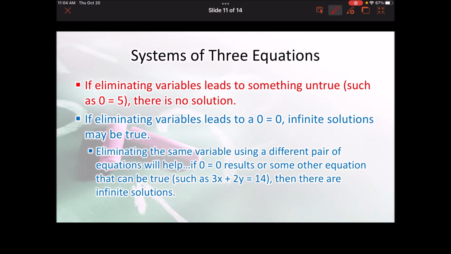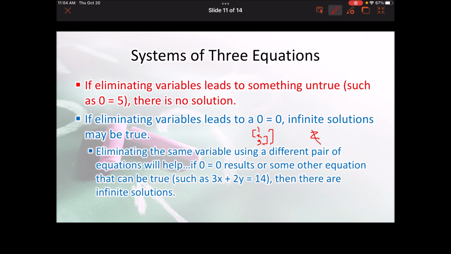Let's just say I had three equations. I'll call them equation 1, 2, and 3. Of my three equations, let's say those first two I used and I eliminated my z value. And it gives me something like 0 equals 0 when I do that. Well, I don't want to stop there. I need to keep on going. I'm going to use maybe equations 2 and 3 and eliminate the same variable. I could also use equations 1 and 3 and eliminate the same variable.